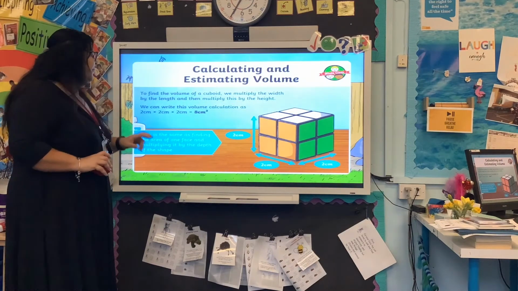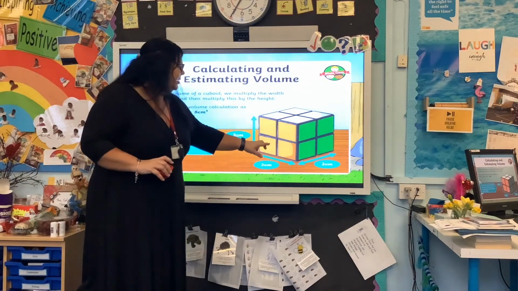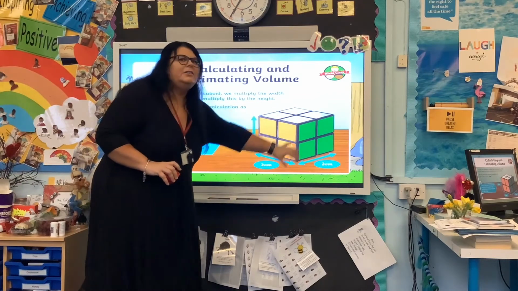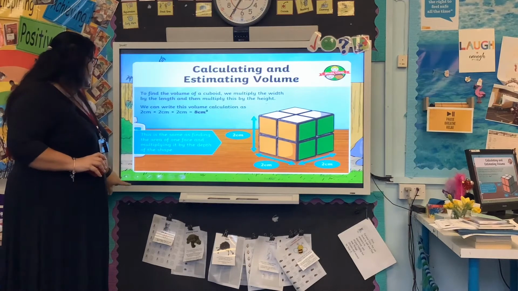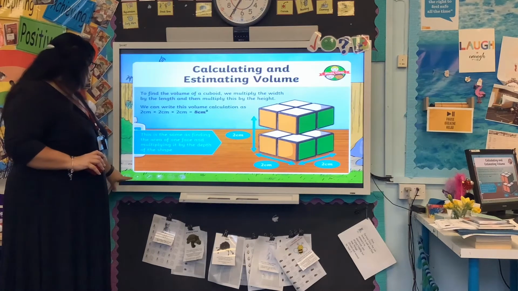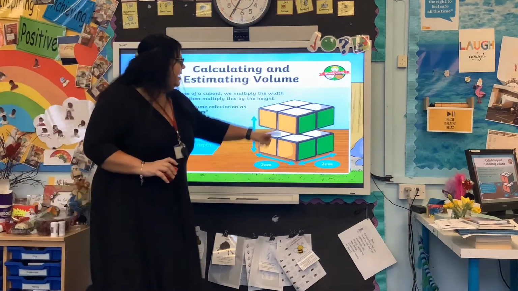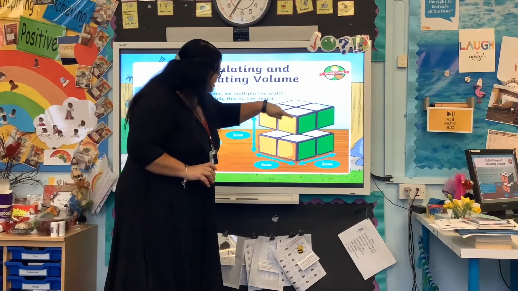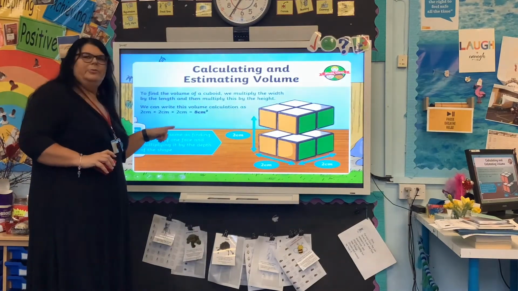So it's the same as finding, this is the area, which we did last week, I think, the area of the face there, but this time we're finding the whole of the capacity, the whole of the space all together. So this is 8, you can see there's 8 cubes, 1, 2, 3, 4, 5, 6, 7, 8, which is 2 times 2 times 2.